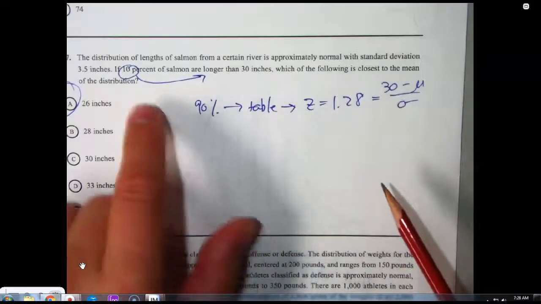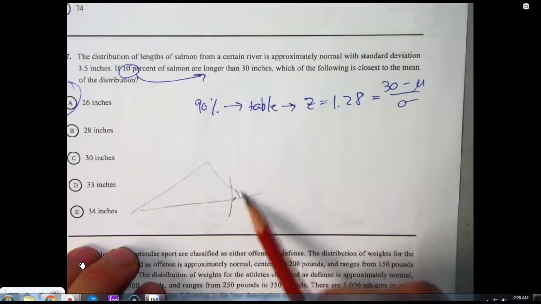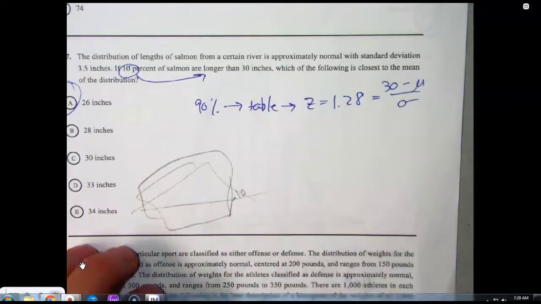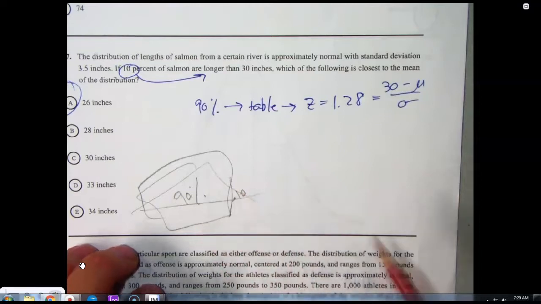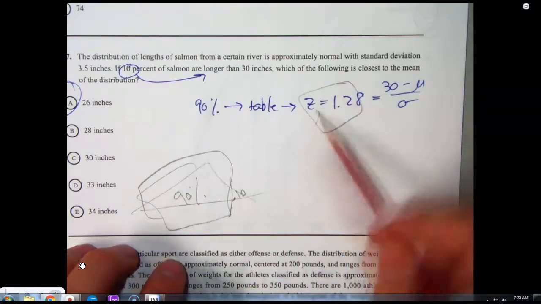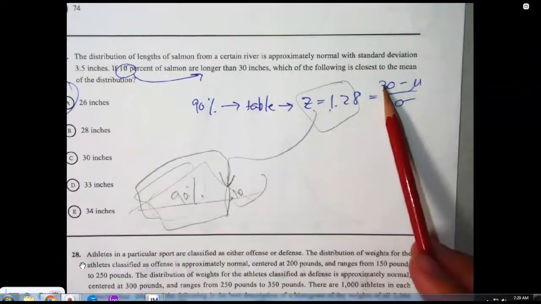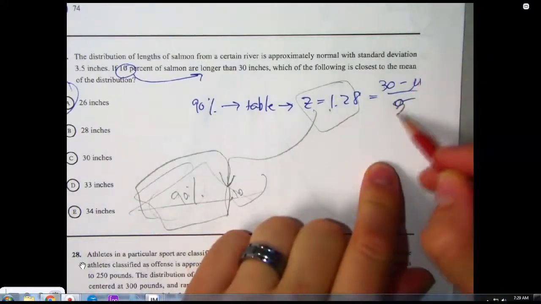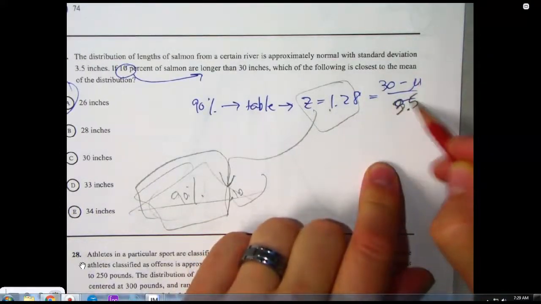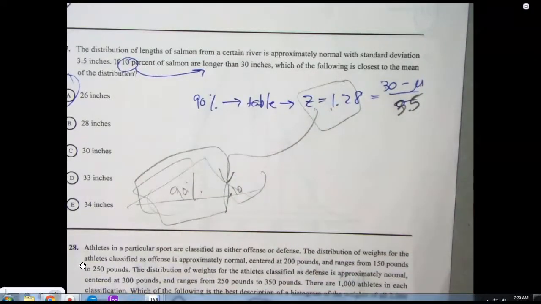27, kind of working backwards a little bit. So again, they give us the percent, not 10% longer. So if there's 10% above, we're looking for 90% in the table, because the table doesn't talk to us about above, it only talks to us about below. And this z-score does both jobs, if it's 10% above and 90% below. So we get a z-score, we know 30, we're looking for the mean, and the standard deviation is 3.5. So I multiply both sides by 1.28, do some algebra, that'll get you hopefully to 26.